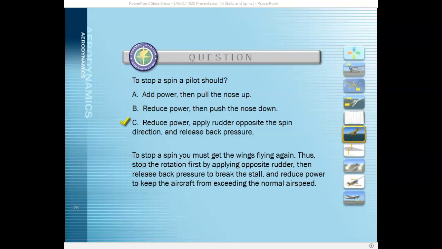That's the end of presentation 13 on stalls and spins. Next presentation, number 14, will be on stability and control.